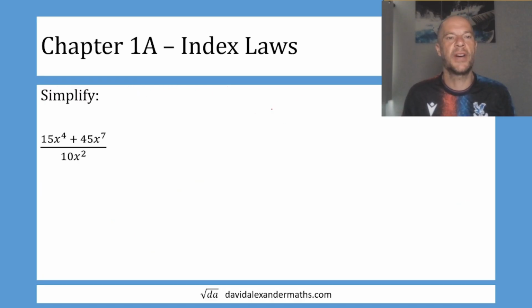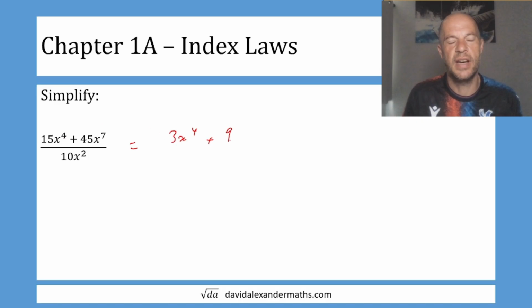Okay, here's one final example. This is a question where we're simplifying. So if you look at all three parts here, we can see the number can be divided by 5. So let's divide everything by 5. So that will give us 3x to the power of 4 plus 9x to the power of 7 over 2x squared.